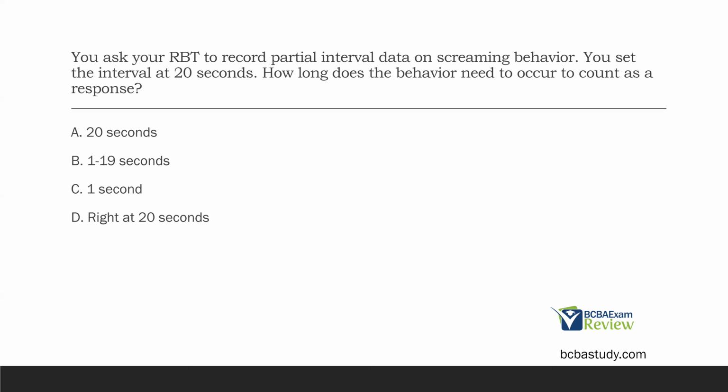C, 1 second. The behavior has to occur for 1 second and it counts. It can occur for more, but as long as it occurs for 1 second, it's going to count for partial interval data. And then D, right at 20 seconds, that would be momentary time sampling. So of course our answer is going to be C. How long does the behavior need to occur to count as a response? Just 1 second. 1 second or more.